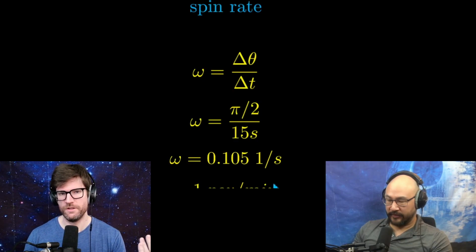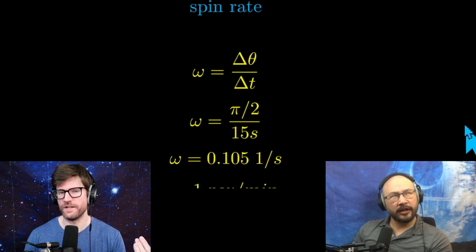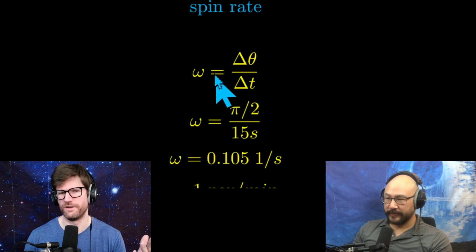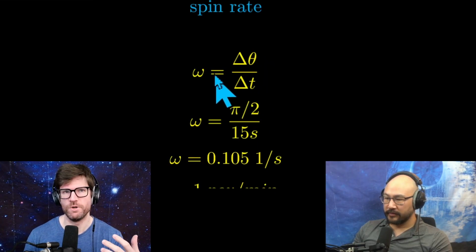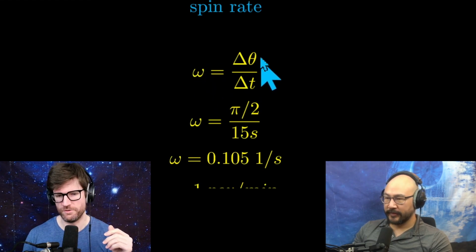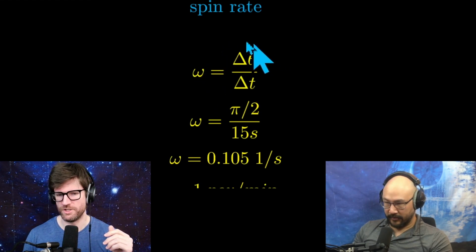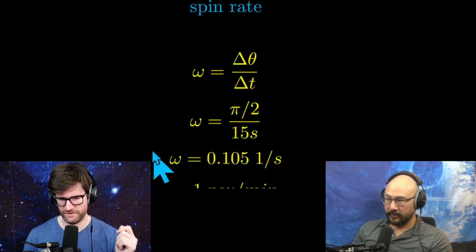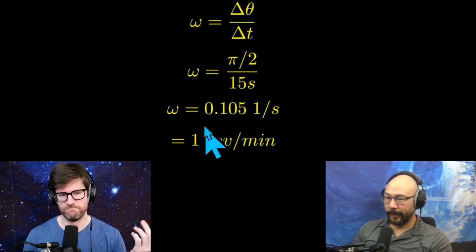Easy. But we need that in radians per second. Revolutions don't work, only for intuitive gut checks. So the spin rate, in radians per second, is the change in radians divided by the change in time. Pi over 2 radians for 15 seconds gives us this.